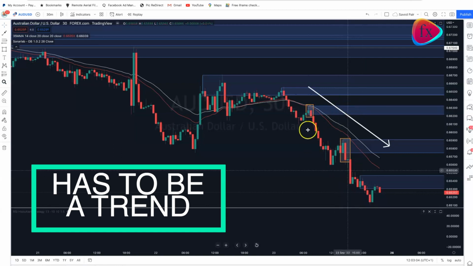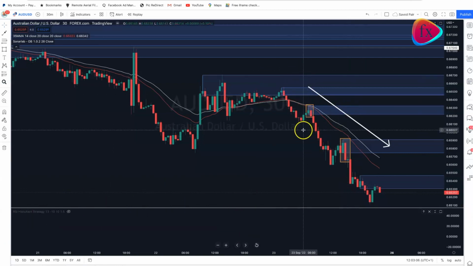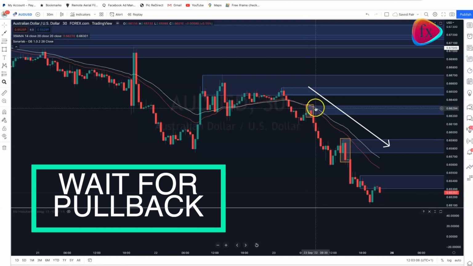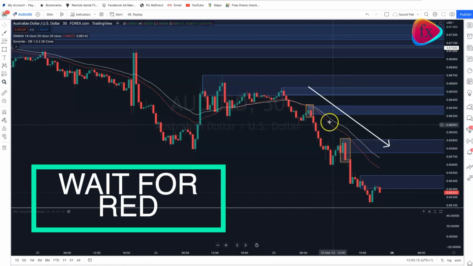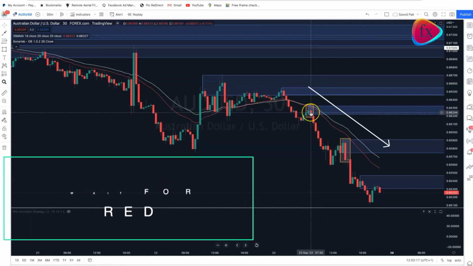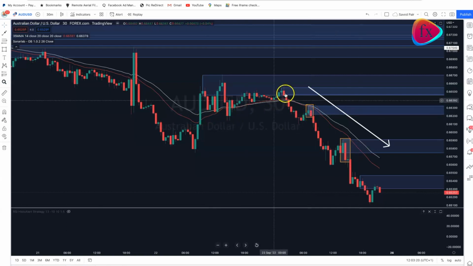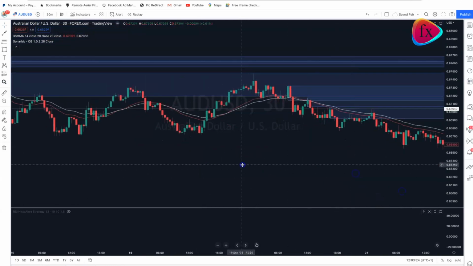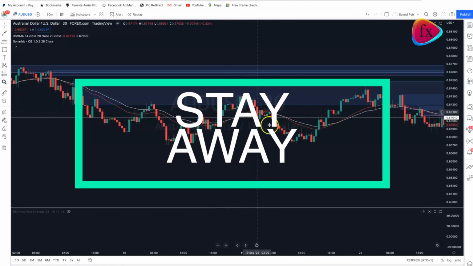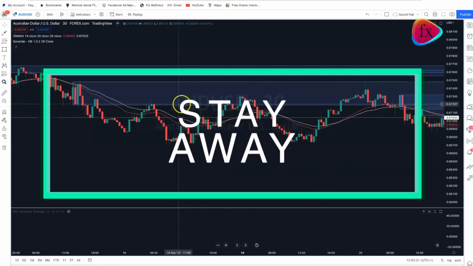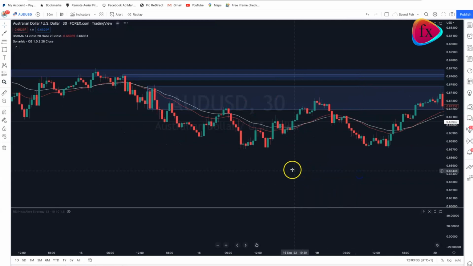Okay? So rule 1, make sure it's in a trend. Rule 2, make sure that the candles go back into the EMAs. And rule 3, wait for a block and then enter. This I would ignore. Okay? And when you see the EMAs through the candles, you stay away. Do not enter into this market. You stay away. Okay? Let's look at another pair.